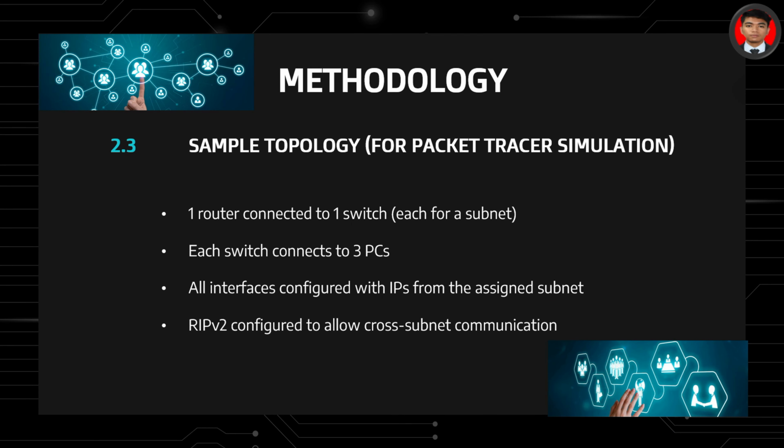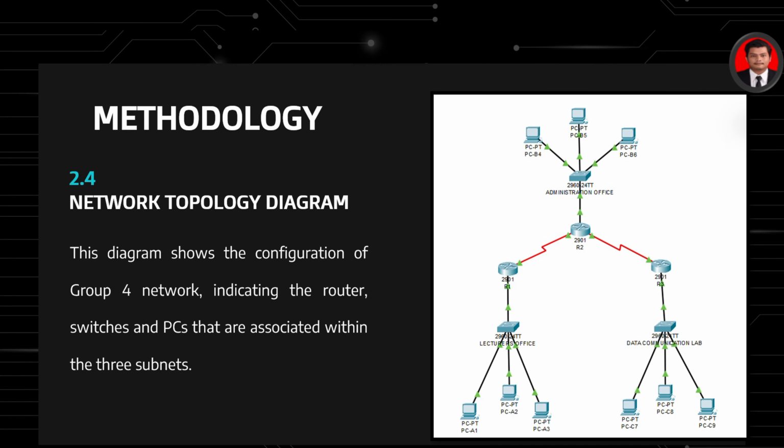So for the methodology, sample topology for Packet Tracer simulation. In our Packet Tracer simulation, we connected one router to one switch per subnet, linked each switch to three PCs, assigned IPs from the designated subnet to all interfaces, and configured RIPv2 to enable cross-subnet communication.